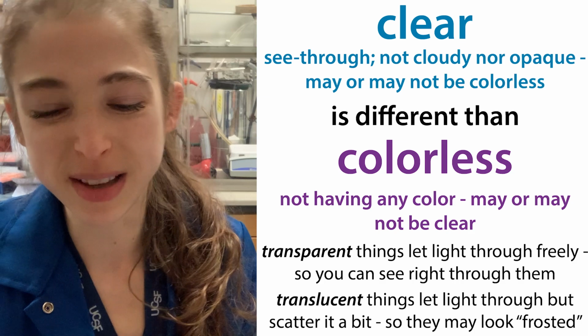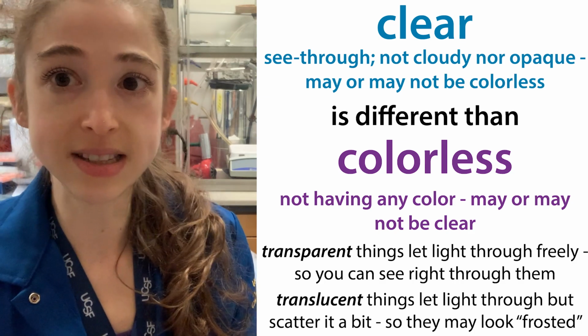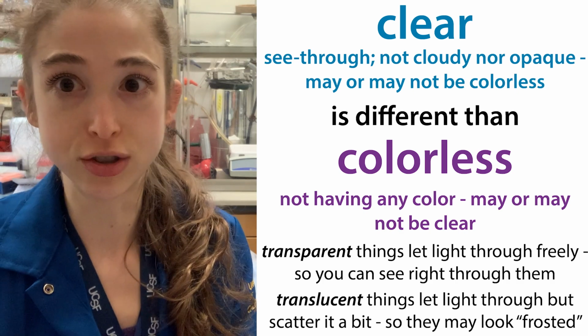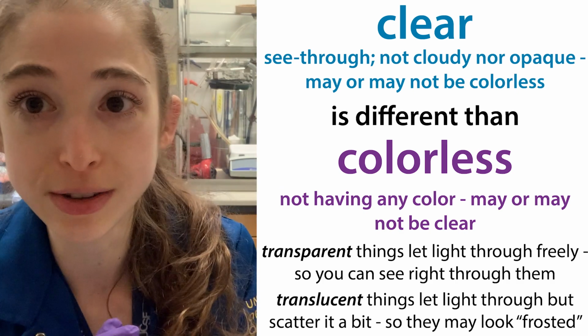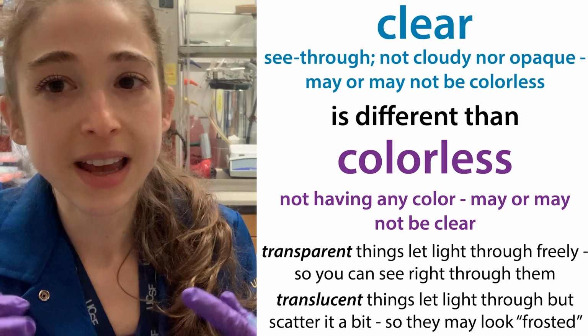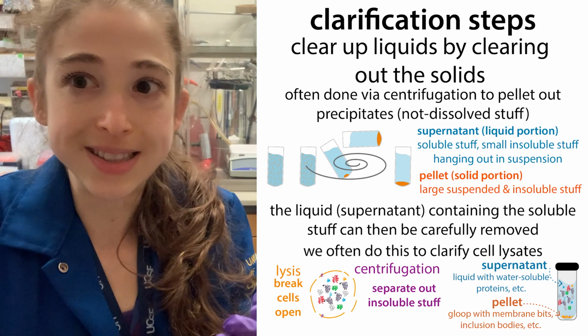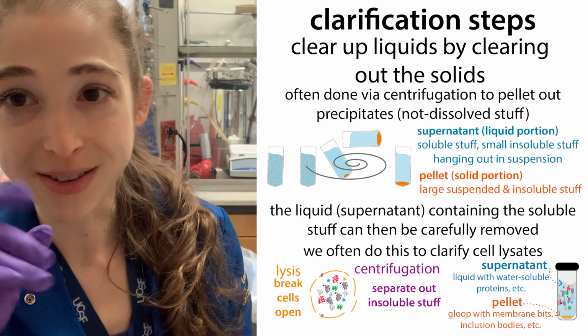There's actually different types of being able to see through things as well. There's translucent, which is where it's kind of cloudy, and then there's transparent, where you can see clear through. But basically colorless just means that there's no color, and clear means that you can see through it. And so we can see through this liquid after we clarify it.